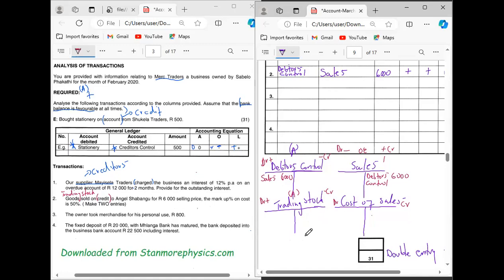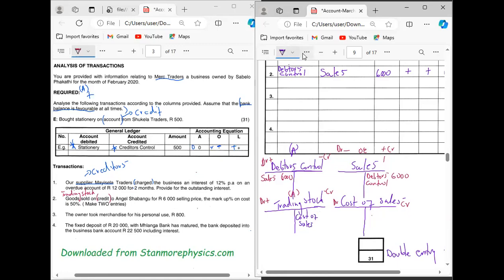But if we are selling, then our trading stock will have to decrease. So now we sold our goods and services, we sold our trading stock, and we need to show that our trading stock is going to decrease on this side. And then they gave us the markup percentage. We can't write 6,000. 6,000 is the selling price, but we want the original cost price of the trading stock. Then we'll have to write cost of sales.